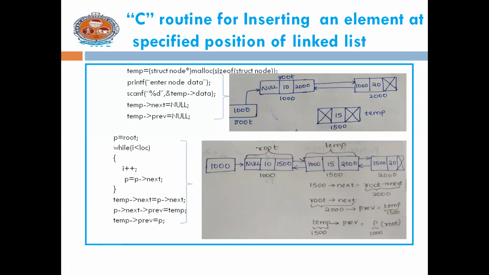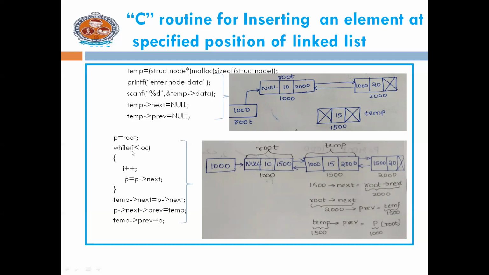Next, see the routine for inserting a node, or inserting an element, at the specified position of the linked list. Here, this is my initial linked list, and here I want to insert this 15 in the middle of the existing list, that is, in the second location. You all know this basic structure. And now here p equals root, where p is a pointer variable to which I am assigning the initial root address. Now the while loop where i is less than location, where I am assigning the initial i value as 1. Why? Because we have to traverse from the first location to the last location.